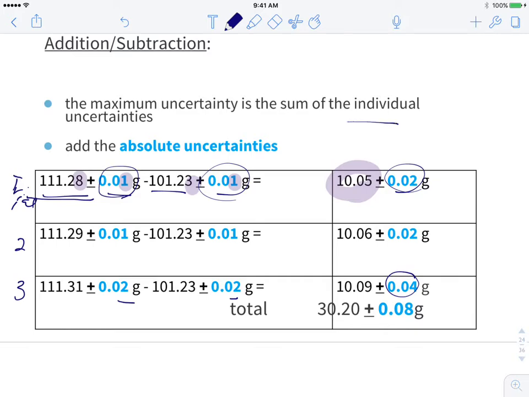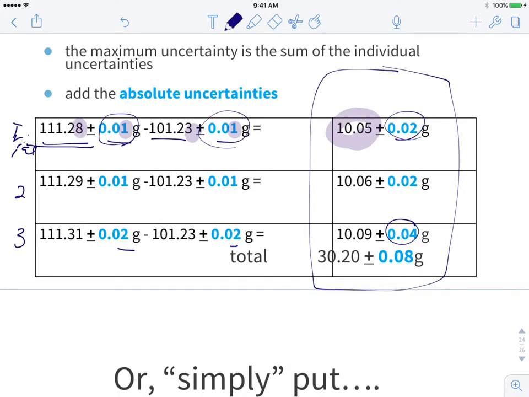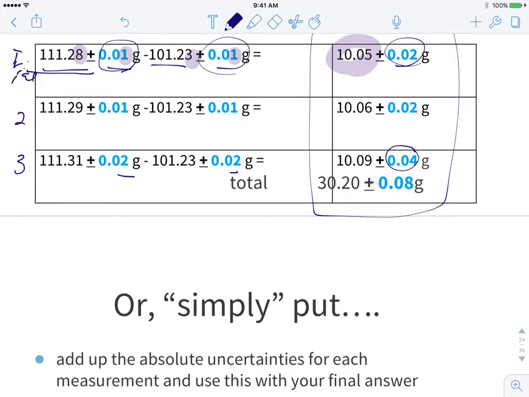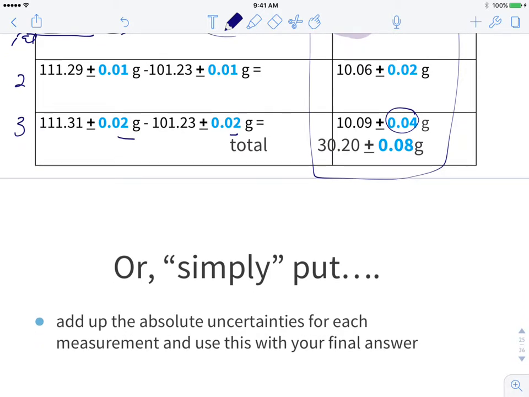Now if I take these three numbers right here and I add them, I also add those uncertainties. So if I were to add these three values to get a total of 30.20, my uncertainty would be 0.08. To put this simply, whenever you add or subtract, you just add the uncertainties. Notice there's the term absolute uncertainty. It's not a percentage, it's an absolute value. And that's going to be your final answer. It's that straightforward.